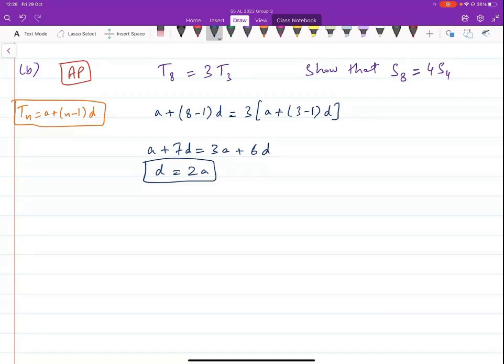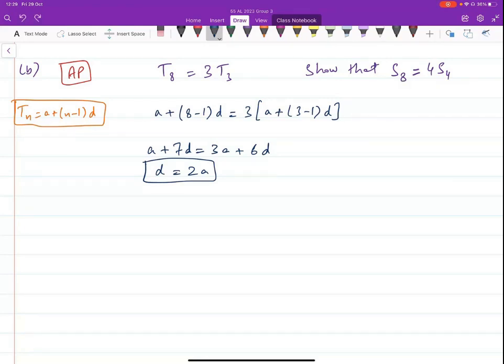Does this make sense? Yes, sir. So we've got this relationship between the difference and the first term, that D equals 2 times the first term. Now, let's look at S8 and S4. How can we find those two things? S8 कैसे find कर सकते हैं? S4 कैसे find कर सकते हैं?